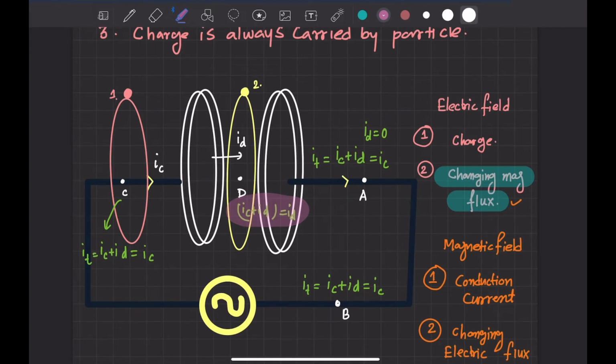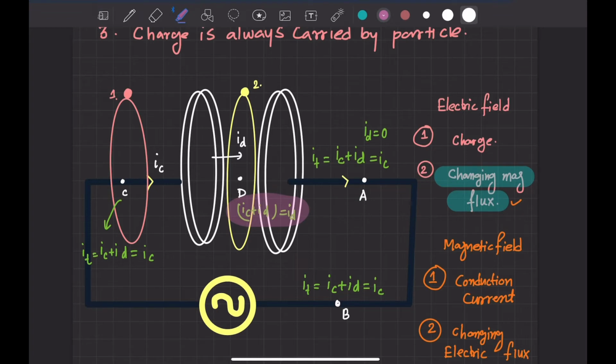And now if you look closely, the total current is the sum of displacement current and the conduction current, but at every point either the conduction current is 0 or the displacement current is 0. There is no place where they are both present at the same time. All right, so if you can see C, A, B, D, all the places, only either IC is equal to 0 or ID equal to 0.